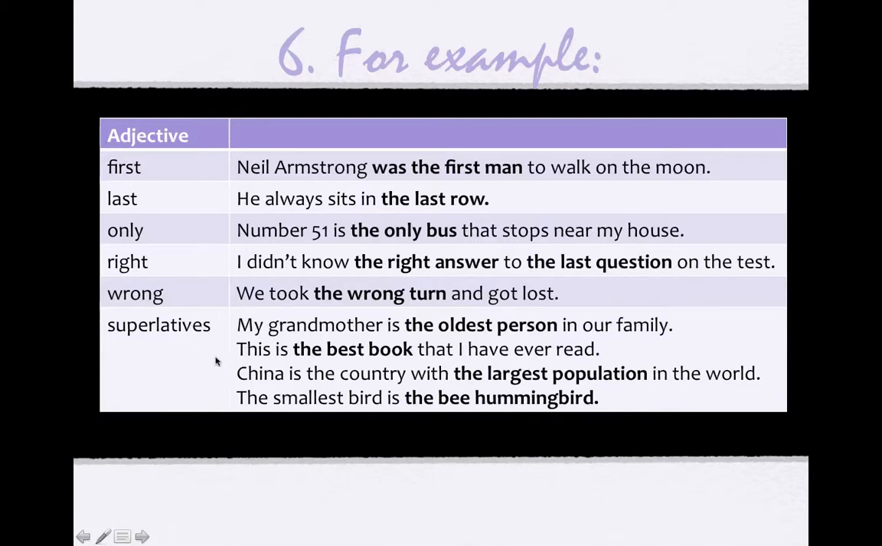Superlatives will make something unique, so you use the. My grandmother is the oldest person in our family. This is the best book that I have ever read. China is the country with the largest population in the world. The smallest bird is the bee hummingbird. This is a kind of hummingbird that's so small they call it a bee hummingbird. It's only about 2.5 inches long.